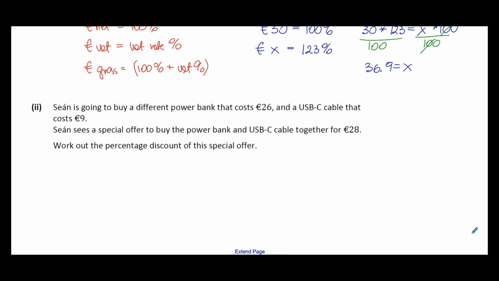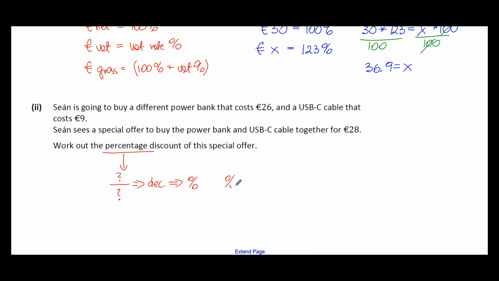Sean is going to buy a different power bank that costs €26 and a USB-C cable that costs €9. Sean sees a special offer to buy the power bank and USB cable together for €28. Work out the percentage discount of this special offer. When we have to calculate a percentage, it doesn't matter what part of your maths, we always think about a fraction. Why? Because a fraction we change to a decimal, and a decimal we change to a percentage. That's the reason percentage starts with a fraction.